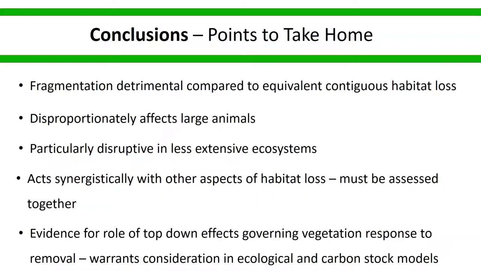And finally, we have evidence for top-down control governing vegetation responses when we're removing plant biomass from otherwise pristine ecosystems, and that if this holds true, the magnitude of this effect possibly warrants consideration, not only in other ecological models looking at structure and function, but also in carbon stock modelling, with 75% increased plant biomass not being a negligible amount when discussing the effects of forest clearance on CO2, for example.